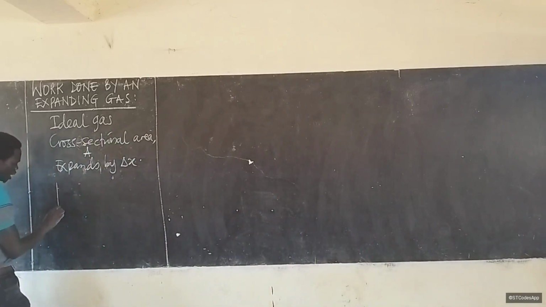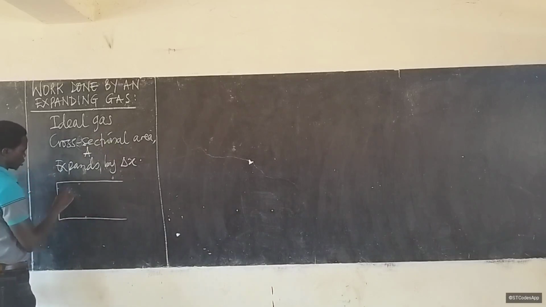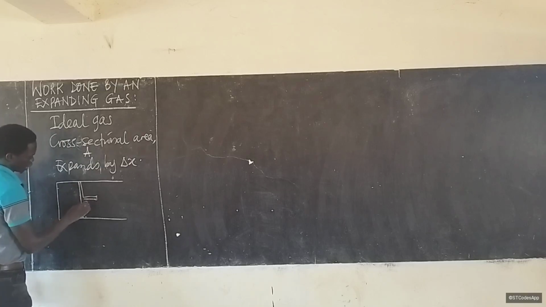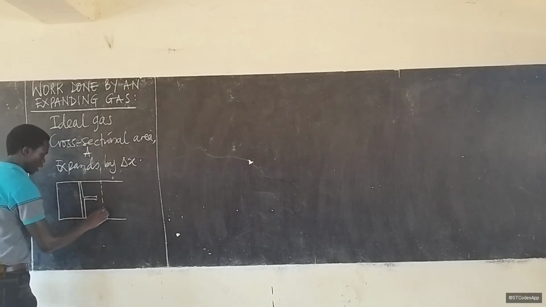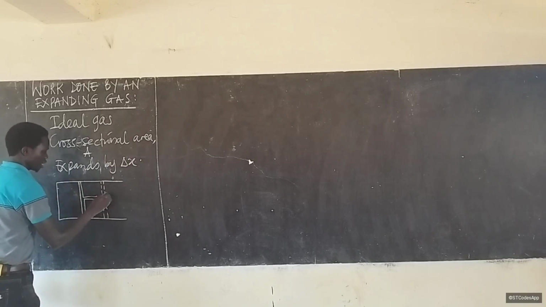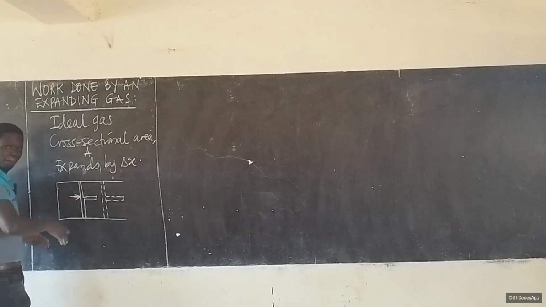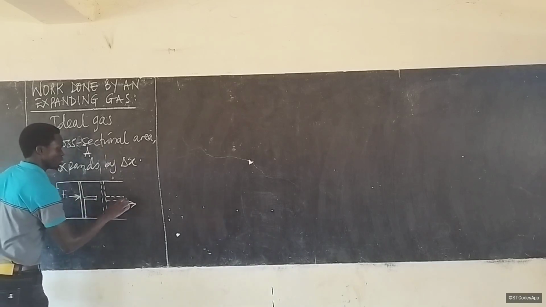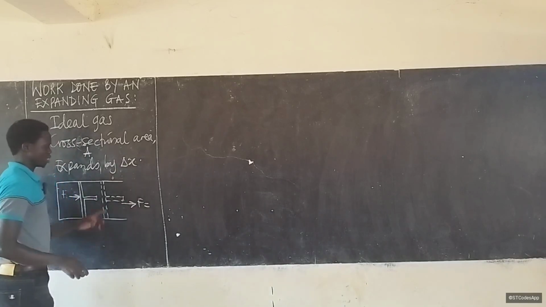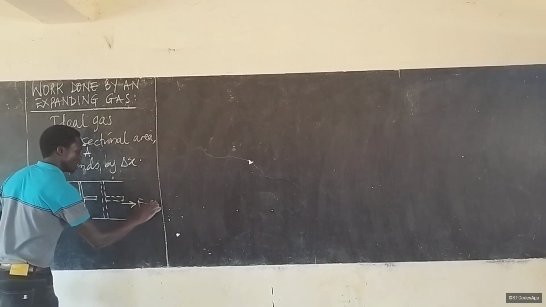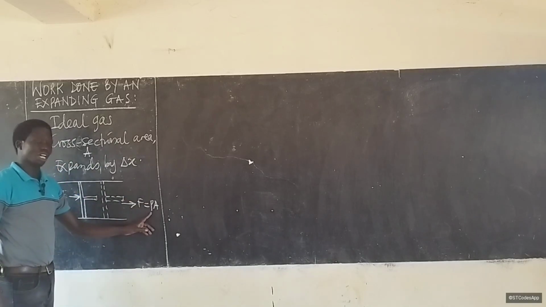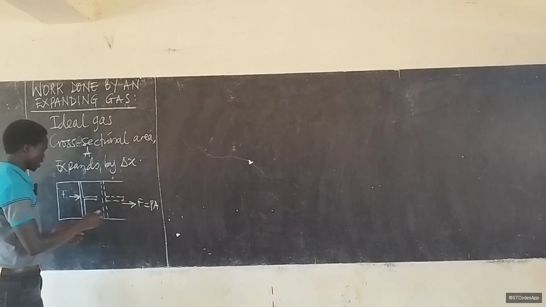As I can draw it, I can have a cylinder of that sort, and this is a frictionless piston like that. The force acting this way is the force that is being exerted by the expanding gas on the piston, so I'll call it F. It pushes the piston away due to expansion. It is PA, where P is the pressure exerted by the expanding gas.